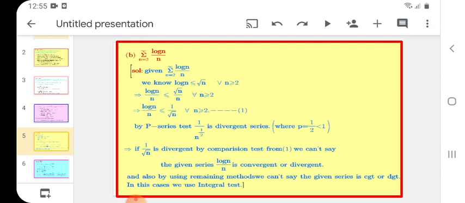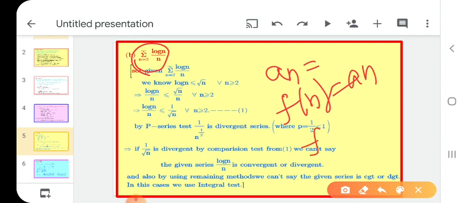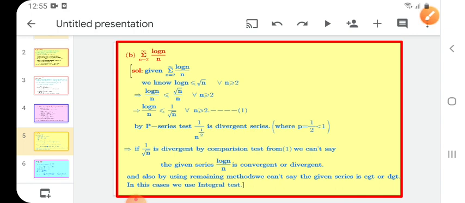What is the procedure of the integral test? First, let the given series be an and take f of n equals an, and we write the value of f of x, and we find the integral of f of x dx from 1 to n only. After that we find this limit as n tends to infinity. Very simple.